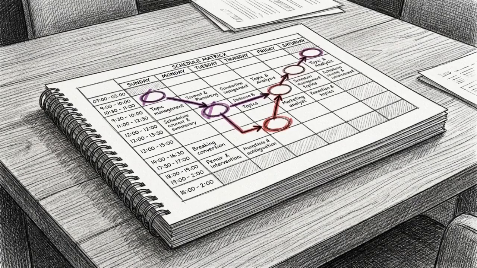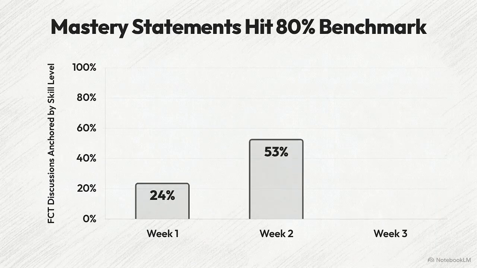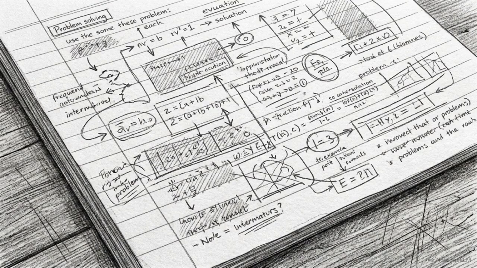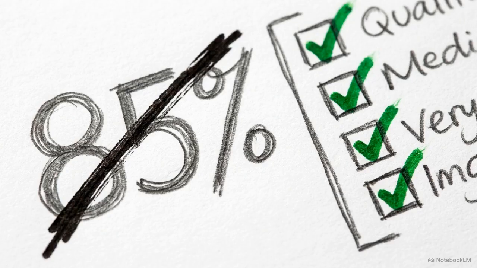Success in Phase 1 is measured by the content of team agendas. By week 3, at least 80% of FCT discussions should be anchored by these skill-level mastery statements. Establishing this shared vocabulary is the prerequisite for the next phase, interpreting student work. Phase 2, covering weeks 4 through 6, replaces score-based thinking with indicator-based interpretation.